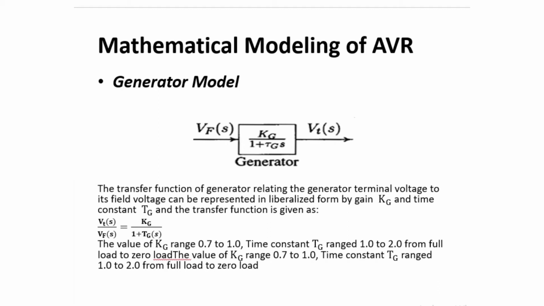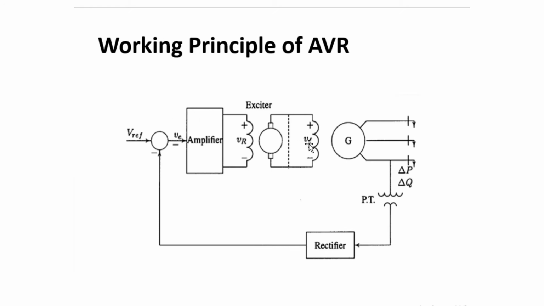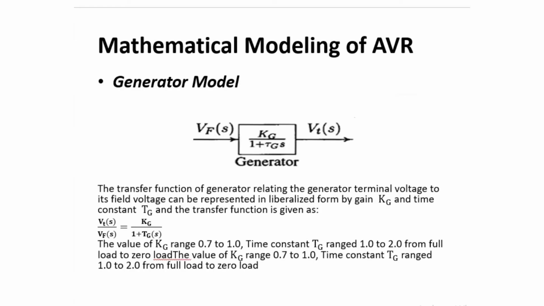You can see again in the figure that the output of the exciter is connected with the generator, because this will increase the field current according to the error signal. So in this case the input becomes Vf, and the output of a generator, as you know, is always the terminal voltage. Here in the case of the generator model, we have again written down the transfer function as a function of Kg, a gain constant, and a time constant Tg.